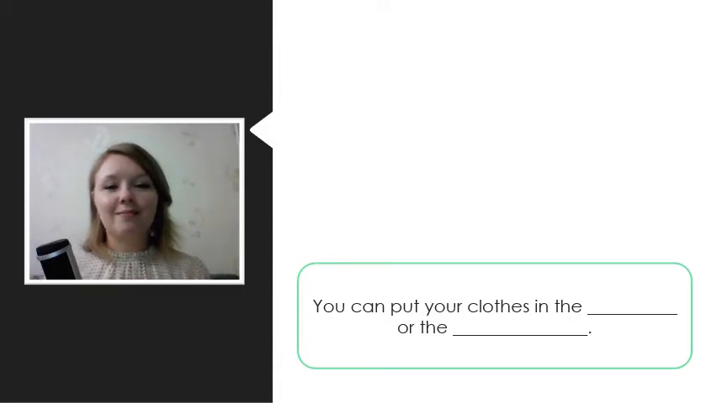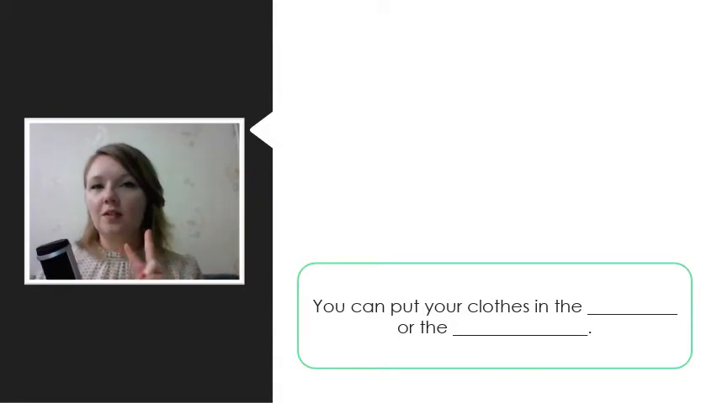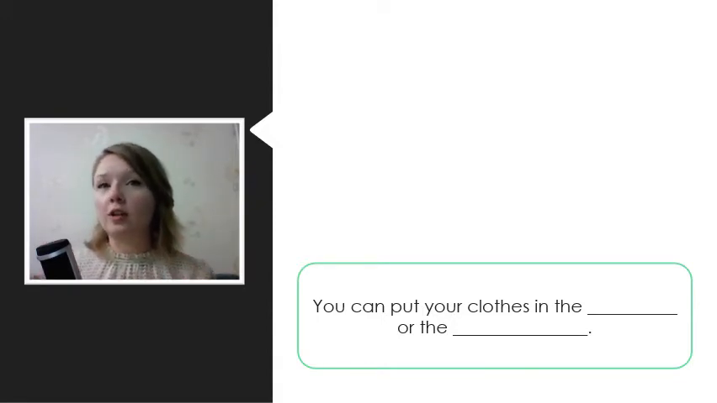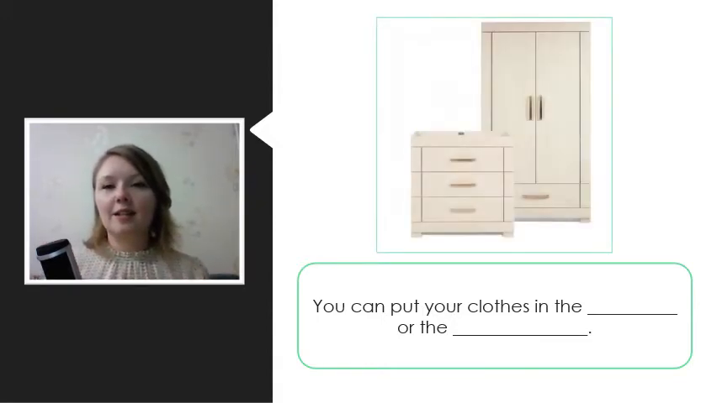Number 3, you can put your clothes in the or the. In our furniture vocabulary list, there were 2 pieces of furniture that you can put your clothes in. Here's a picture of both of them. Do you remember what these are called?